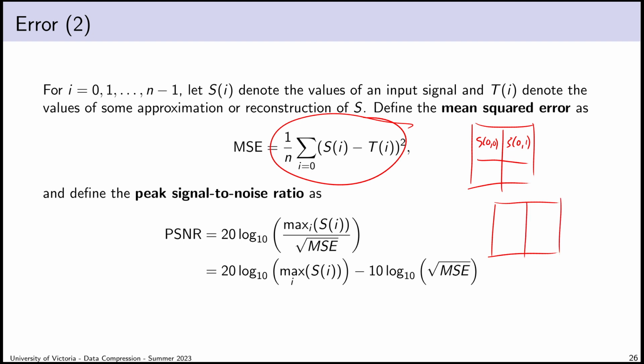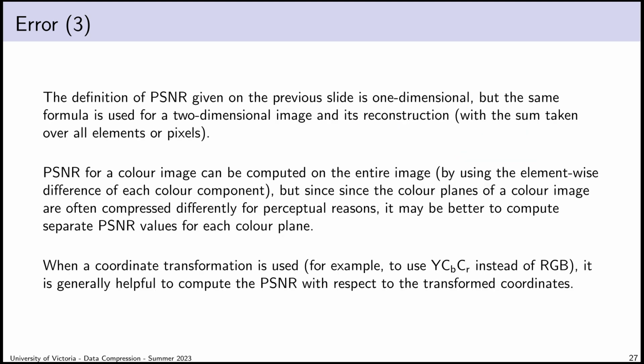If I've got S and I've got T, this would be T of 0,0. I just compute the difference between S of 0,0 and T of 0,0. So I could do all the same things. I can compute the PSNR for a two-dimensional array just as easily as I can with a one-dimensional array. All I'm doing is pairing up elements. I just match up the corresponding elements of each of my two inputs.